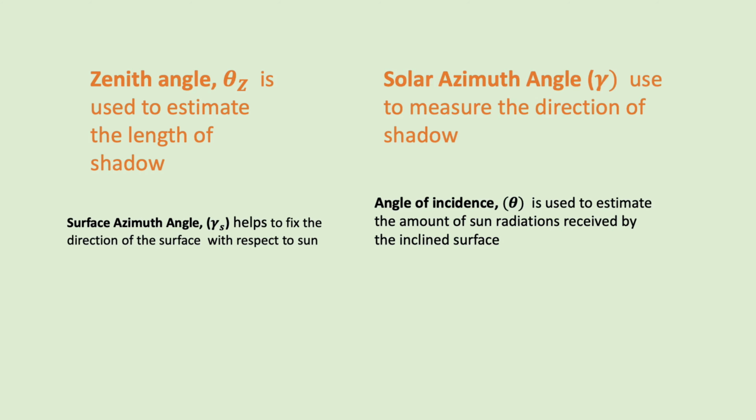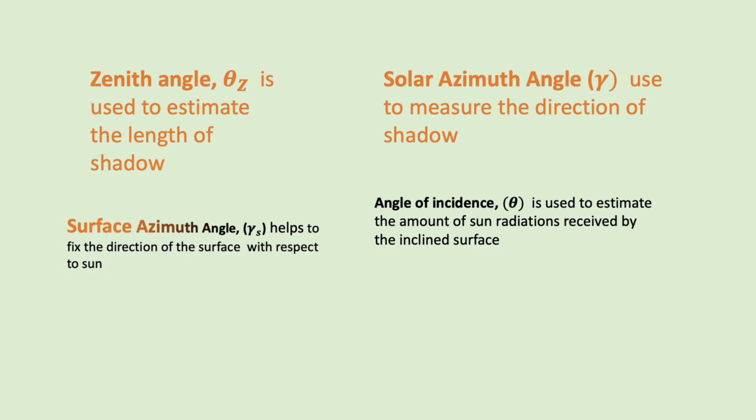The solar azimuth angle gamma is used to measure the direction of the shadow. Since the sun rises in the east and sets in the west, and also follows a certain path in the sky, the direction of the shadow and its length both keep changing. That's why the zenith angle and solar azimuth angle are of much importance for the installer.